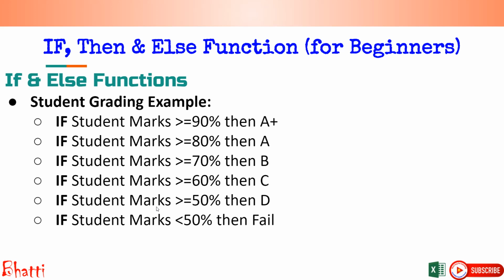Another example is for grading, because fail and pass is not enough to understand the whole concept. For the grading example, what I basically try to explain here is: if a student takes more than 90% marks, he will be graded as A plus. If 80%, A; 70%, B; 60%, C; 50%, D; and then less than 50, he will be declared as a fail. We will see this in a practical example.